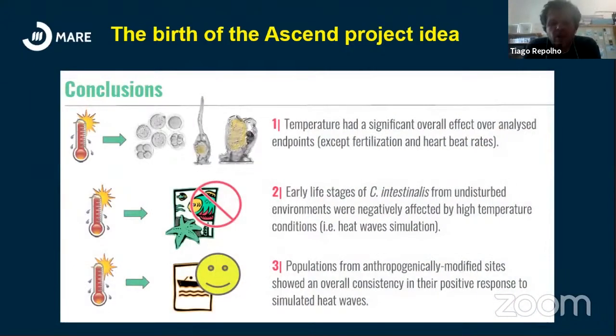Basically, our conclusions were that the temperature had a significant overall effect on the analyzed endpoints, with the exception of the fertilization and heartbeat rates, and that Ciona intestinalis ELS from anthropogenically impacted environments were negatively affected by the high temperature conditions, compared with control environments. Also, the populations from the anthropogenically impacted sites show an overall consistency in their positive response to the simulated heat wave event.